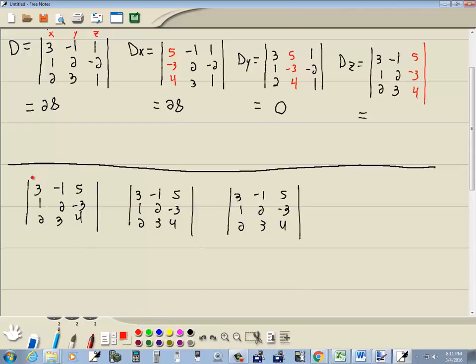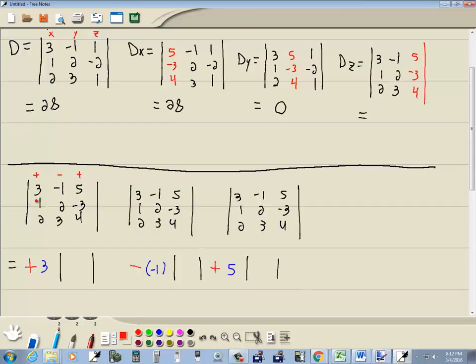Might as well work with the first row, as good as any. So it starts with plus, then alternates: plus, minus, plus. And again, these are additional signs we're putting into the problem. Now we're going to write down numbers. So there's 3, here's negative 1, and here's 5. And we'll multiply those times 2 by 2 determinants.